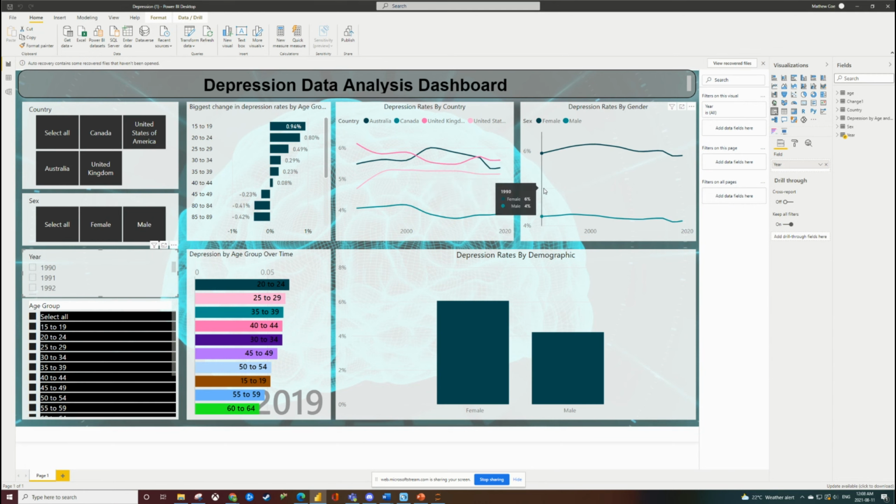And next we looked at the gender difference in depression. So we looked at the males and females, and we found that females had higher rates of at least reported depression than males did at all age groups.